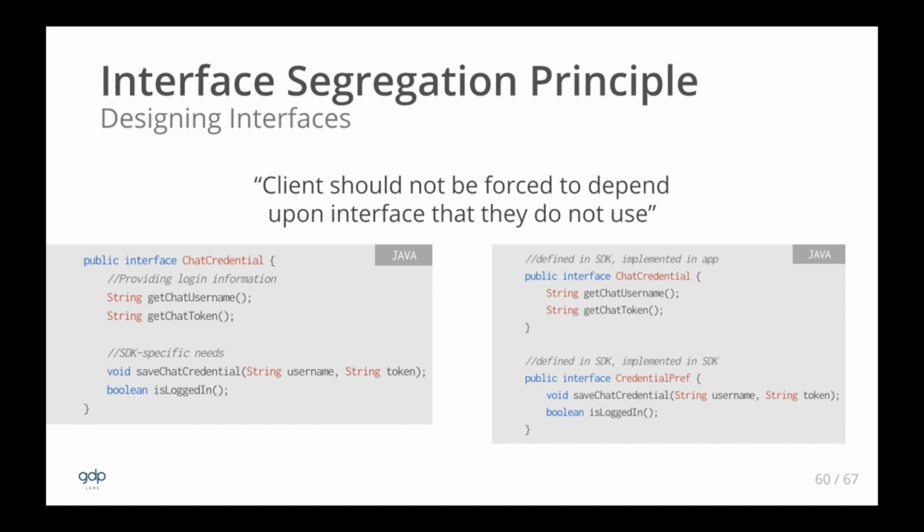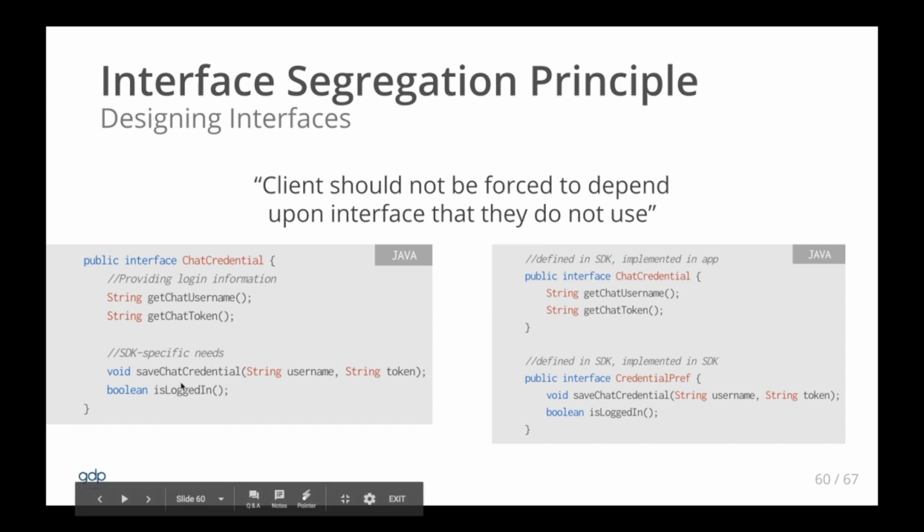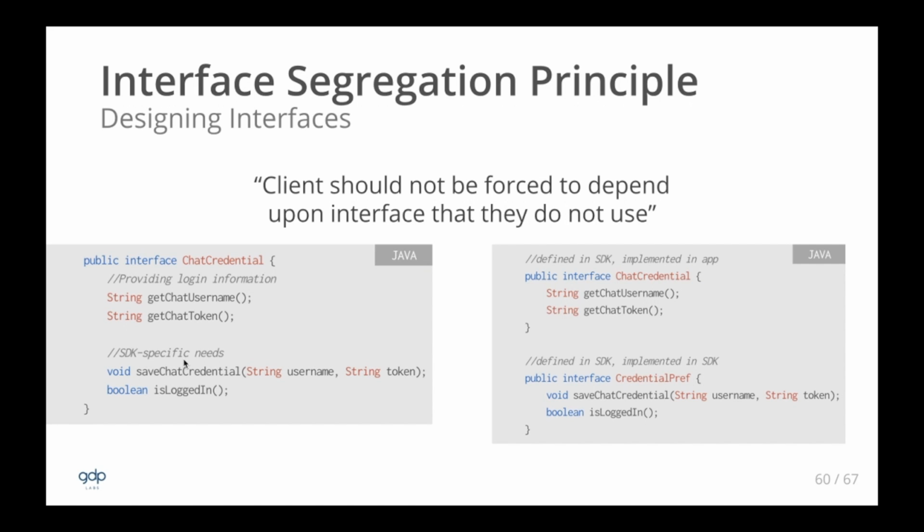And as usual, this is a real example from KASKUS Chat. Previously, we had this one interface, chat credential, with these 4 contracts. Later, when we consumed our own SDK, we realized that our third-party application doesn't need to care about these 2 methods, save chat credential and is logged in. It just doesn't make sense to them, because third-party apps should only care about giving the SDK the username and password. In this case, the token.